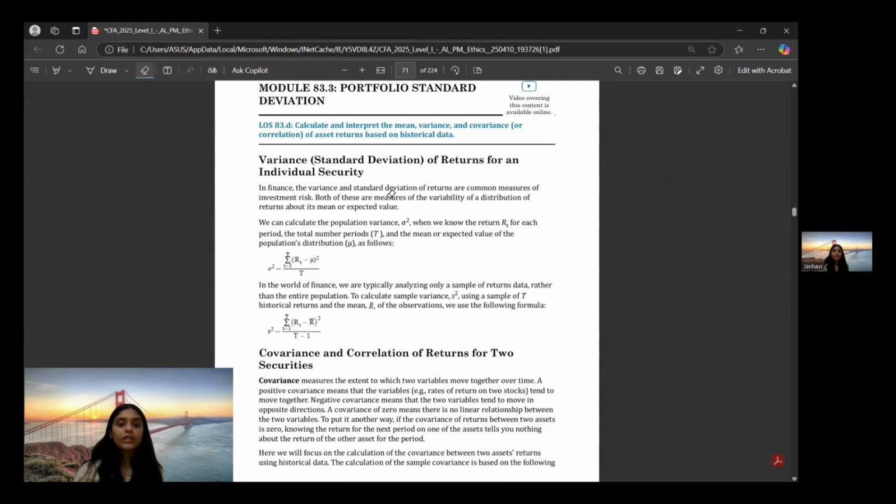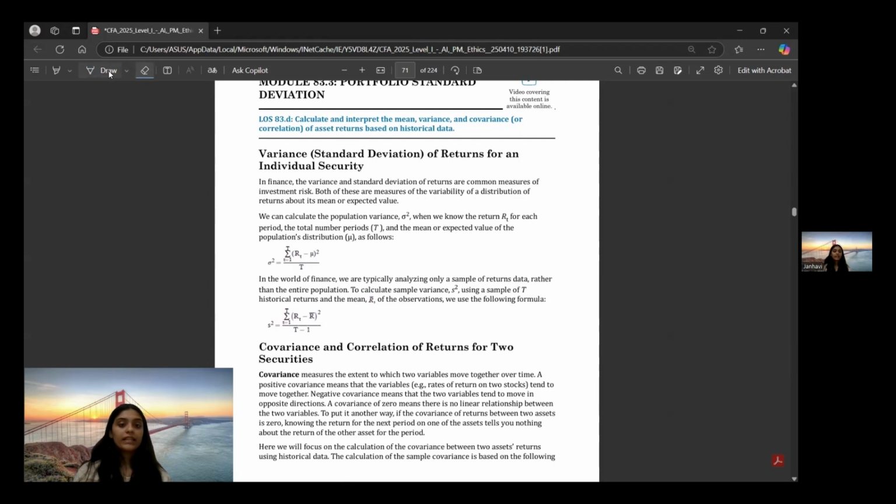Let's move forward with this part, that is variance of returns for individual security. I want you guys to read that part and I'll explain it to you once you have read it.